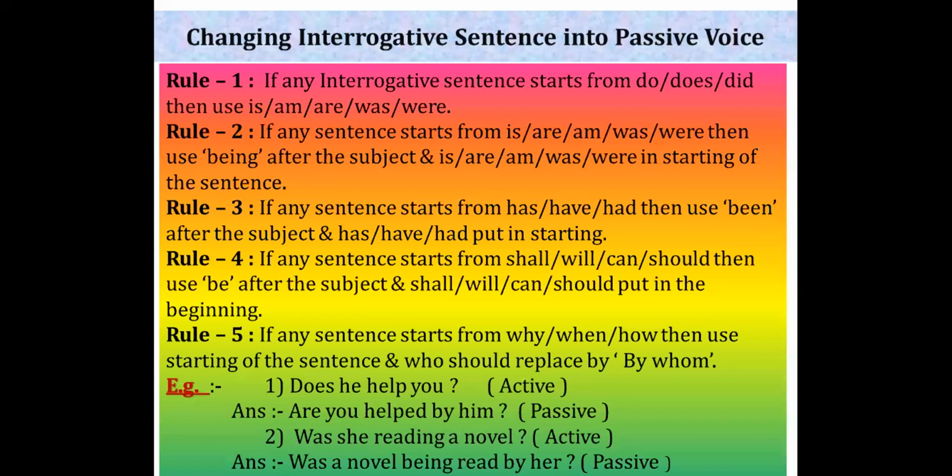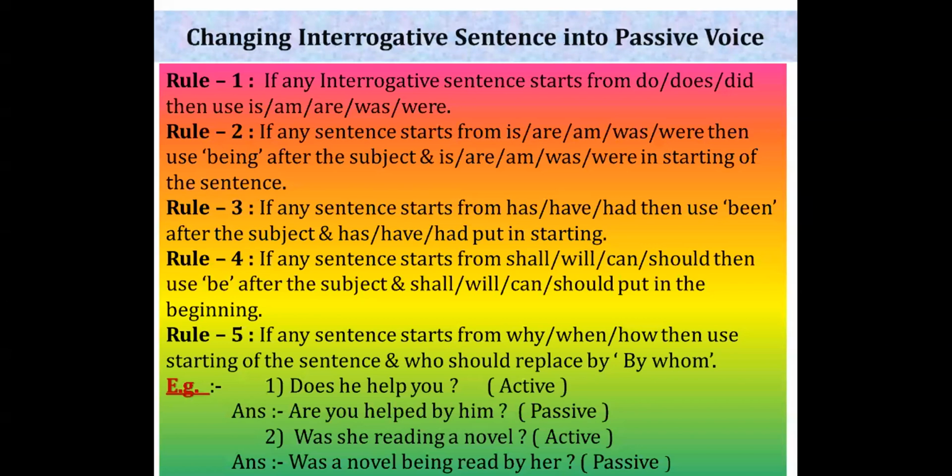Example: now this interrogative sentence starts from does. Does he help you? This is active voice. How will we change it into passive voice? I have used are. Are you helped by him? In this way you have to change it into passive voice.